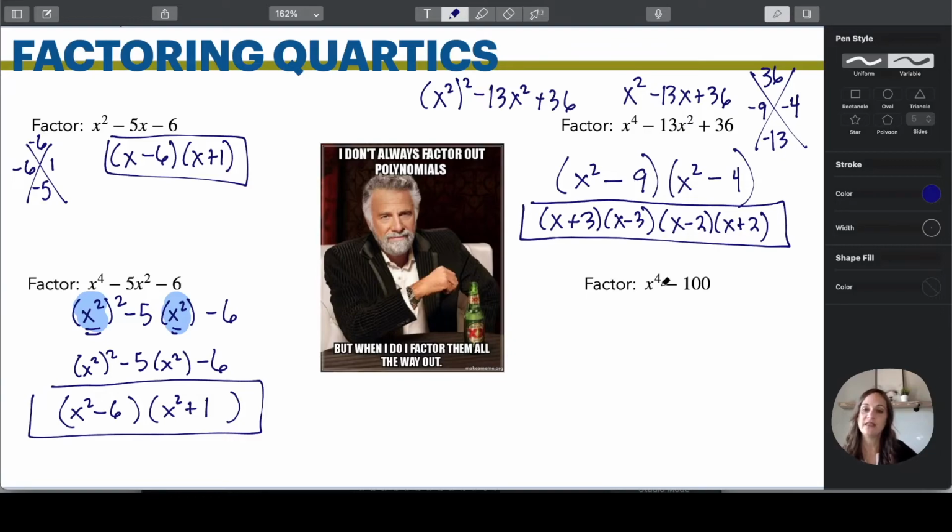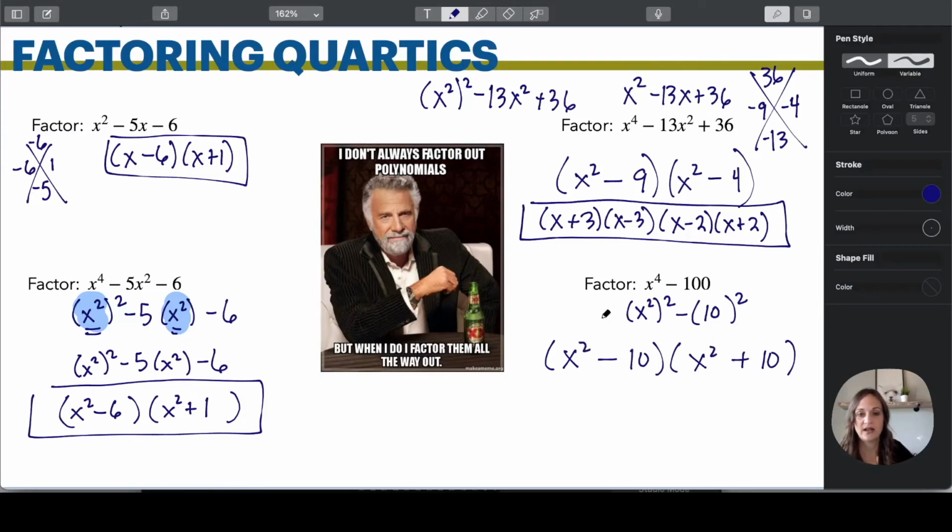Same thing here. If you think of this as a difference of squares, what squared minus what squared, in order to get you that, it would be x squared, and it would be 10. So in the past where you have the same parentheses, except one is minus, one is positive, normally you would have x minus 10 and x plus 10. But because that is an x to the fourth, that means this becomes an x squared. Now, neither of these will factor any further, so that means you are done.